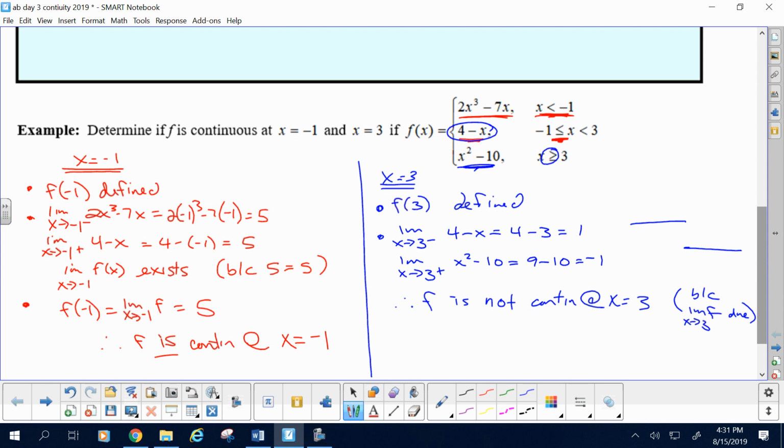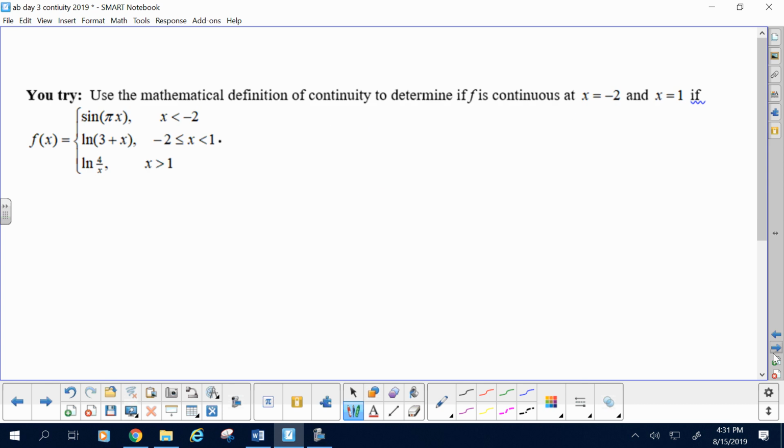Okay, hopefully that's going well. Now you try. Will you please pause this and let the students work on this, and we'll see how it goes. Tell the sub when she is ready to start it again.